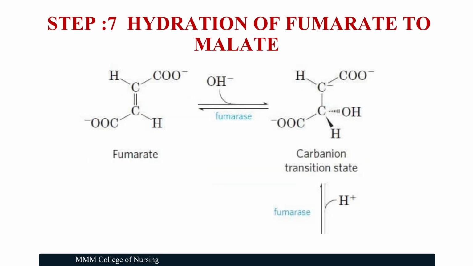Next, step 7 is a hydration of fumarate to malate. This is a simple step, just the addition of water. The enzyme fumarase adds an H2O molecule across the double bond of fumarate to produce L-malate.